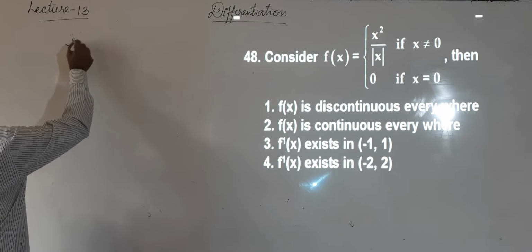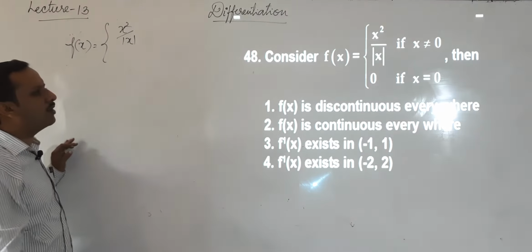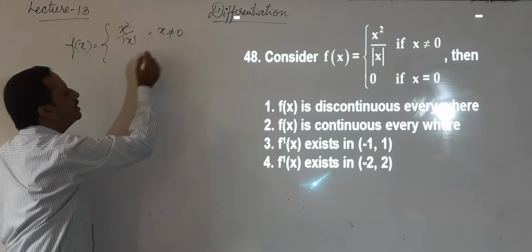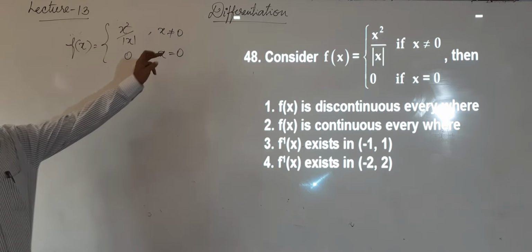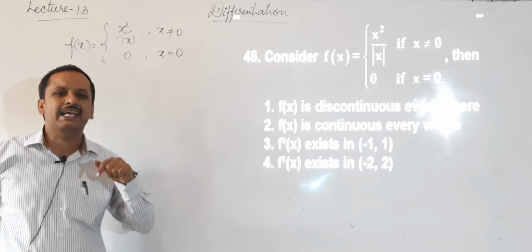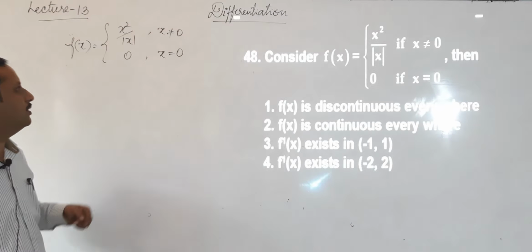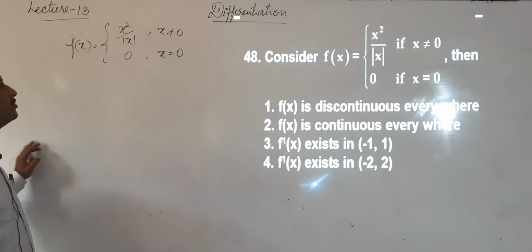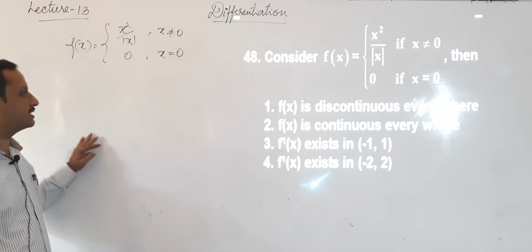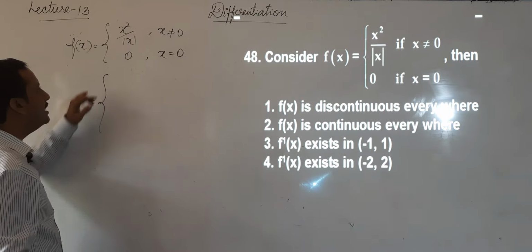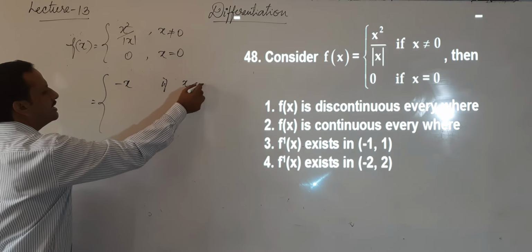So the given function is f of x is equal to x square by mod x when x not equal to 0 and it is 0 when x is equal to 0. Here x not equal to 0 means there arise two cases. One is x less than 0, other one x greater than 0. When x less than 0, mod x is defined as minus x. Then you have x square by minus x, which is minus x, if x is less than 0.